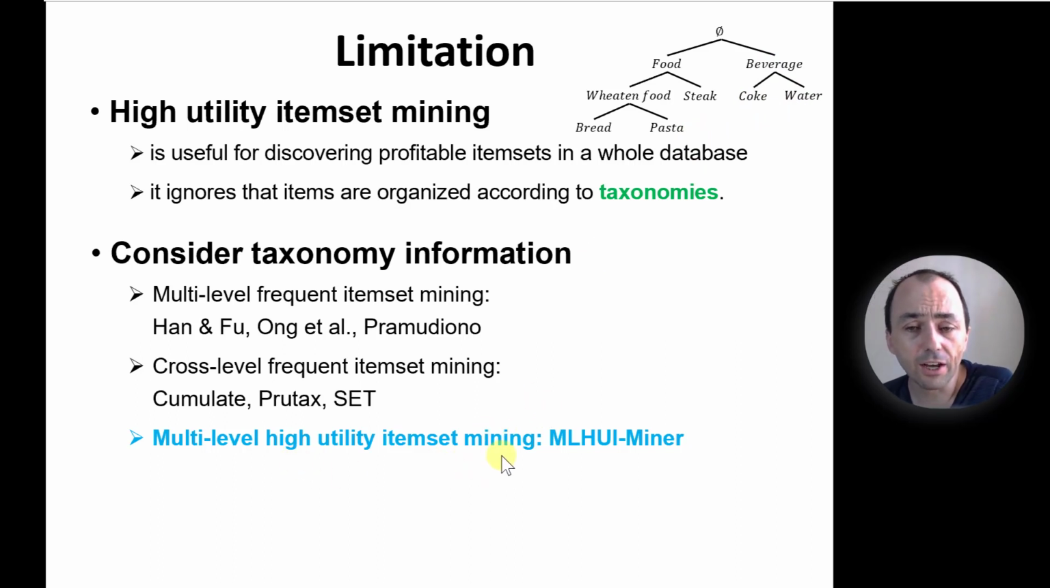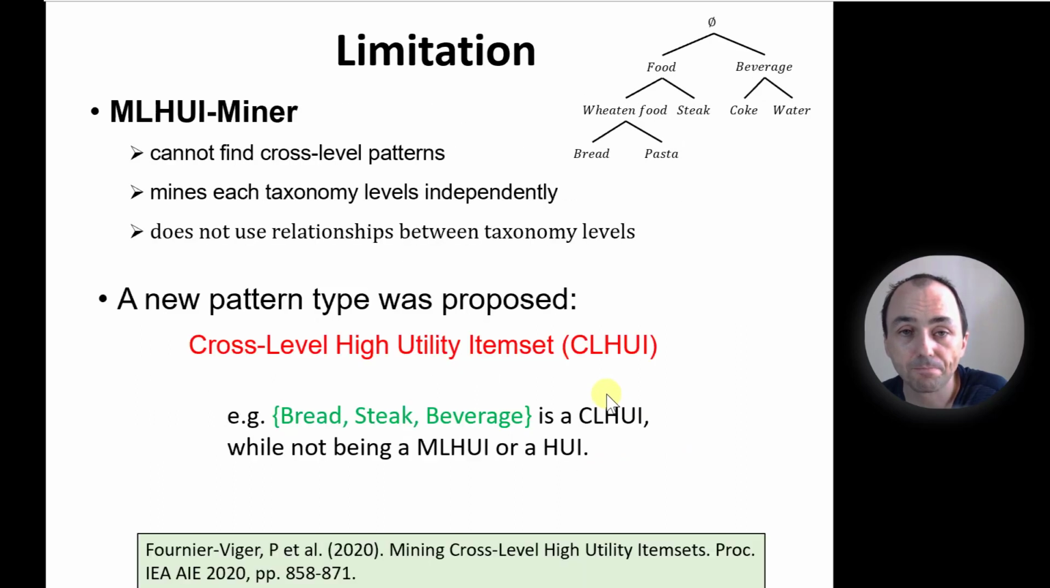In high utility item set mining, there was one algorithm for multi-level high utility item set mining called ML-HUI-Miner. It is based on HUI-Miner, and it can find high utility item sets that make a lot of money using this taxonomy. But the limitation of ML-HUI-Miner is that it cannot find cross-level patterns. Let me explain what that means. ML-HUI-Miner can find high utility item sets using any items from the taxonomy, like food with beverage or wheaten food with steak and so on. But it cannot find the cross-level patterns.